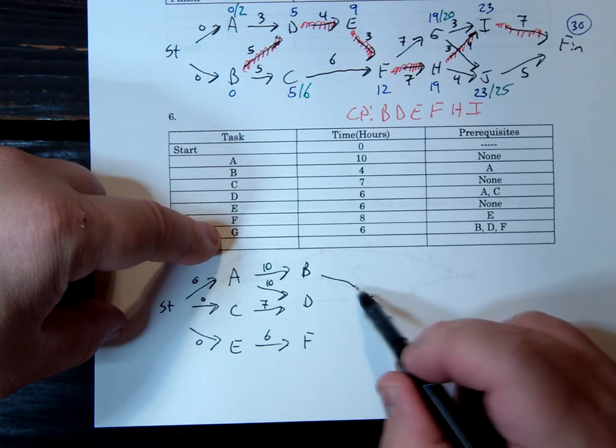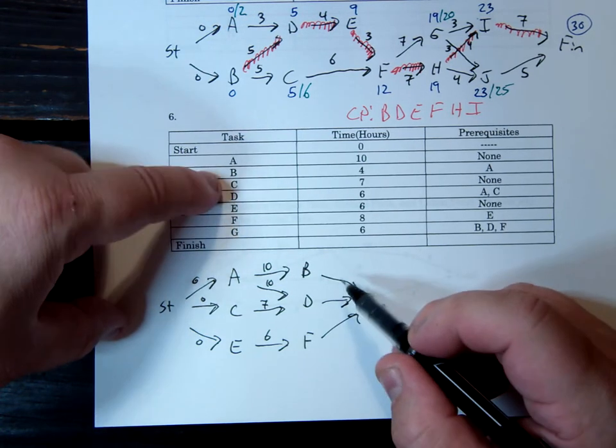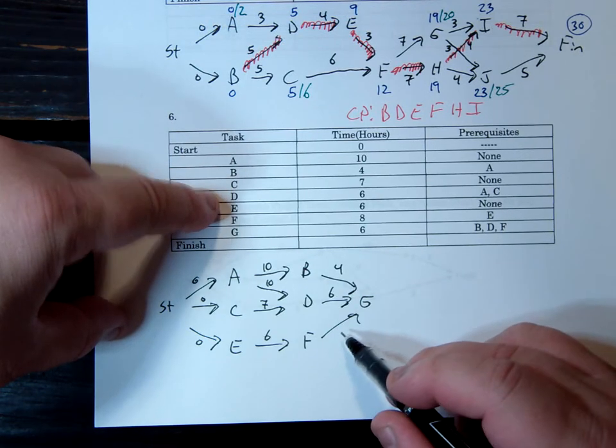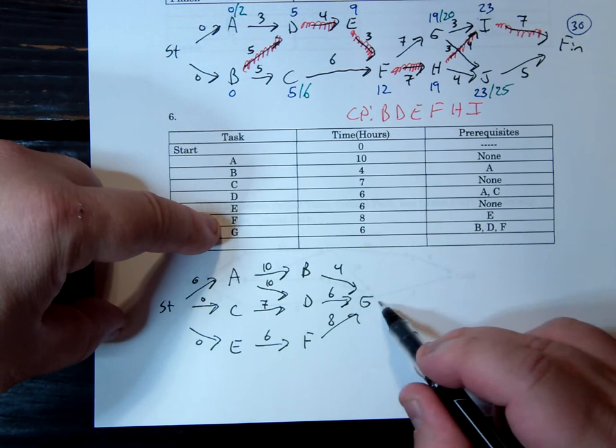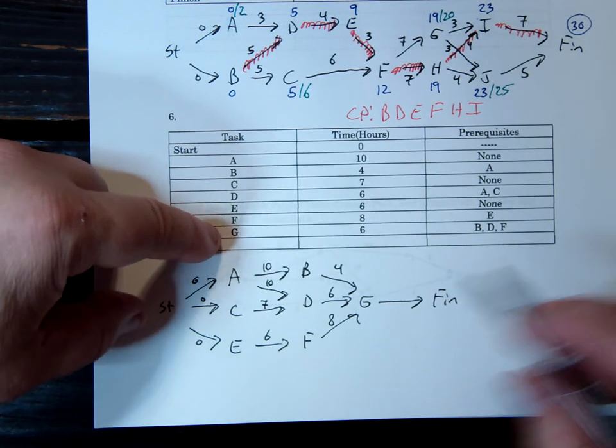And then once you have B, D, F done, you can do G. B has to be done. D, F, B took 4. D is 6. F is 8. Then you can finish the project. And G took 6.